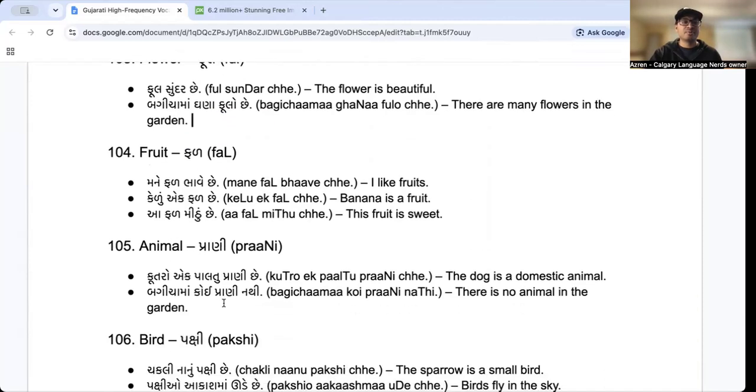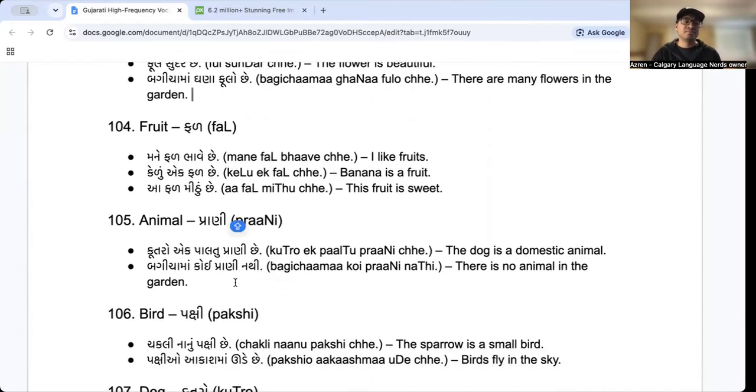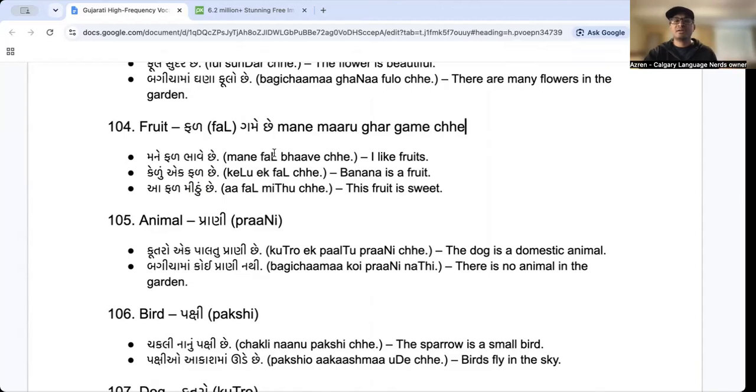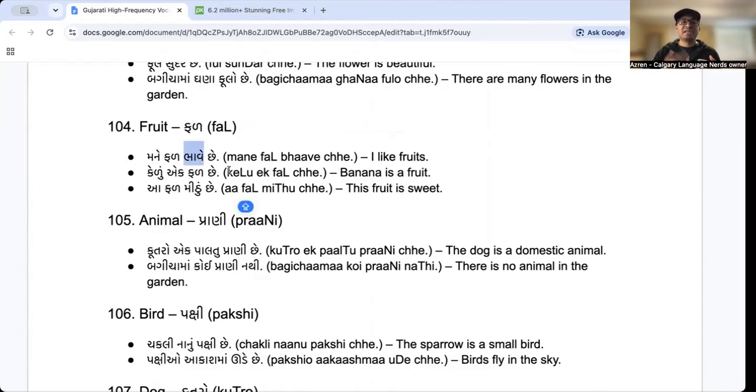Next one here is the word for fruit. Fruit is fad. Mane fad bhave che. I like fruits. By the way, there's two ways to say like in Gujarati. One of them is game che. So mane maru ghar game che. I like my house. But when we talk about food and drink, we don't use game che, we use bhave che. Like saying I like the taste of fruits. So mane fad bhave che.